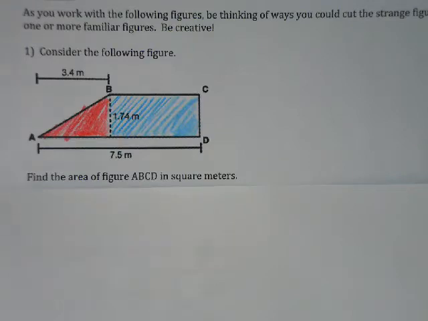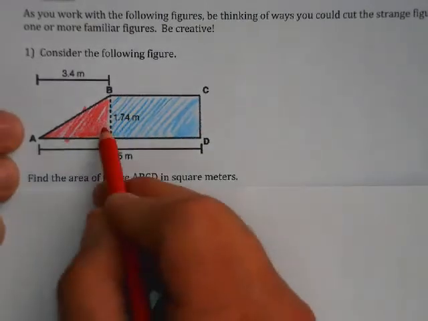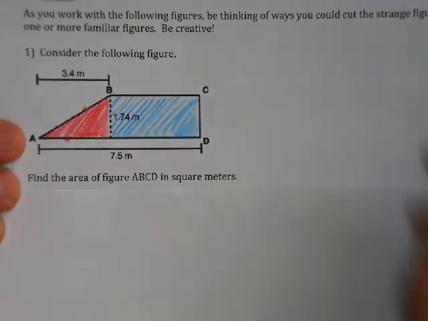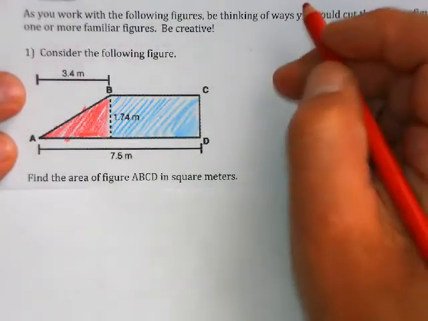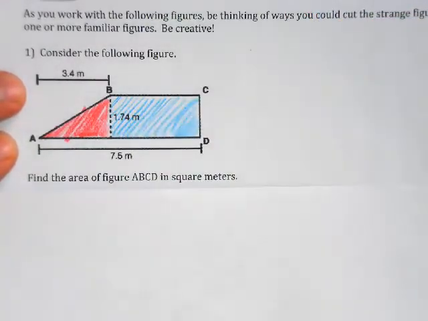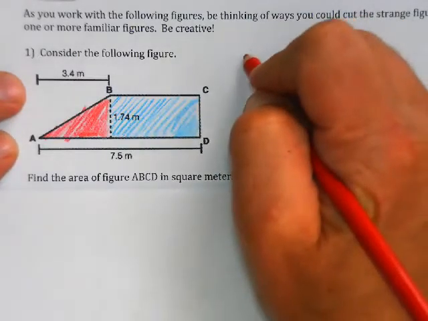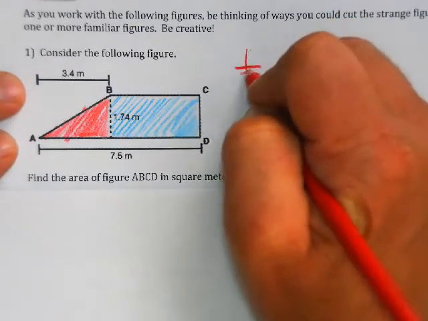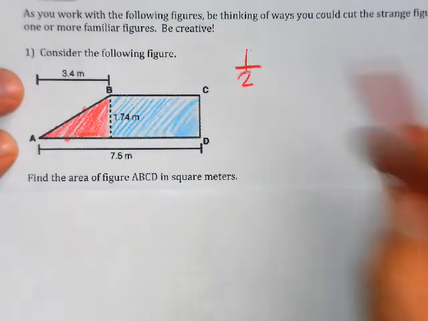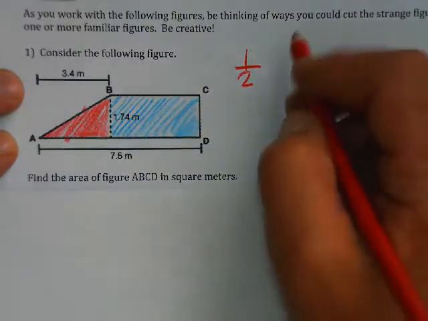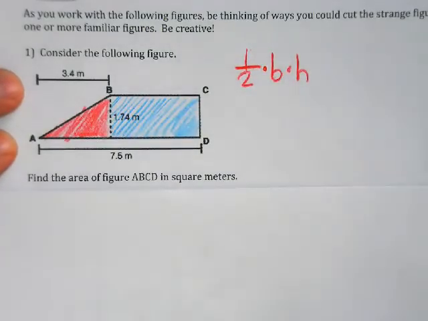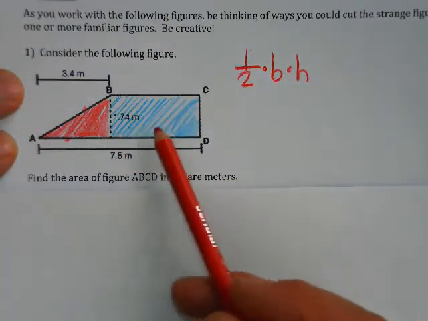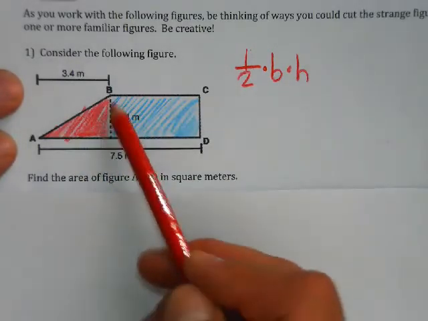Alright folks, once again, we've talked about this before. We're looking for shapes that we're familiar with. So right off the bat, I can see a triangle. I can see a red triangle, and we're going to have a blue rectangle. So this is very similar to our sample problem that we just did. So let's take this apart now.